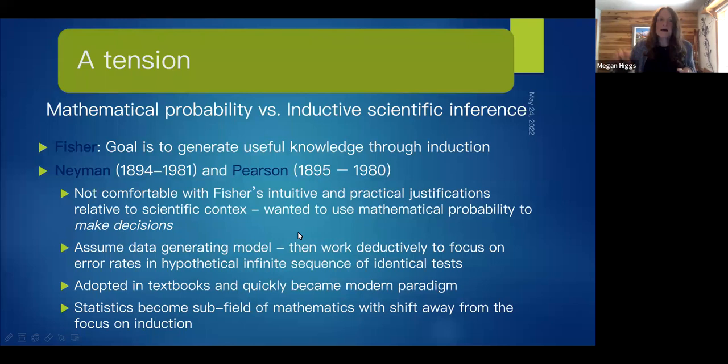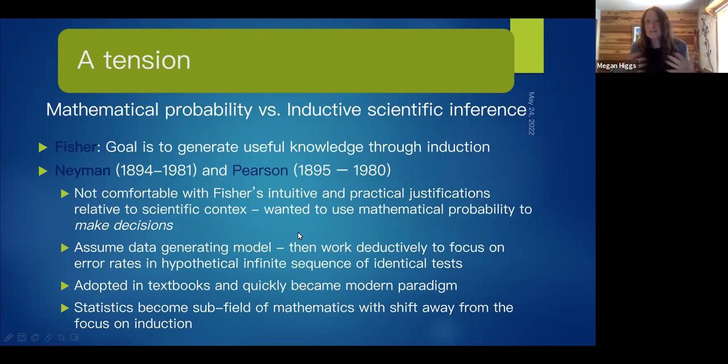They were not comfortable with Fisher's intuitive and practical justifications relative to the scientific process. And they really thought that if probability is going to be used, it should be used to make decisions. That's what would push science forward. And so they assume a data generating model and then work deductively to focus on error rates in a hypothetical infinite sequence of identical tests. This idea of tests and decisions gets us type 1 errors, type 2 errors, and power. And this is what was adopted in textbooks and quickly became the modern paradigm.